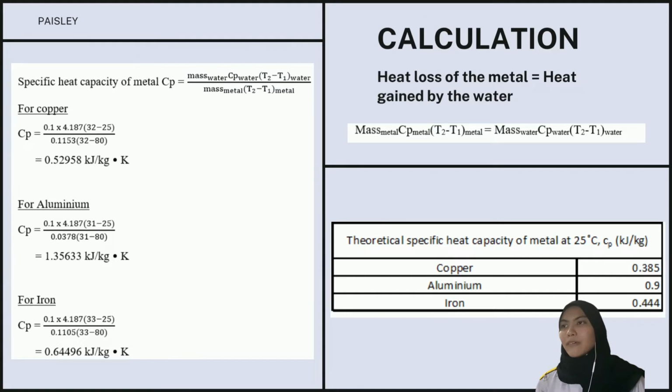For copper, we have obtained the specific heat of 0.52958 kJ per kilogram Kelvin, while for aluminium we get 1.35633 kJ per kilogram Kelvin, and for iron we get 0.64496 kJ per kilogram Kelvin. The theoretical specific heat capacity of metal at 25 degrees Celsius is given, where copper is 0.385, aluminium is 0.9 and iron is 0.44. Based on this theoretical specific heat, we can calculate the accuracy of the specific heat capacity calculated.